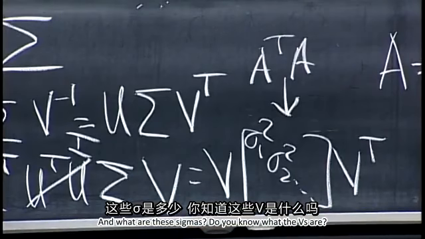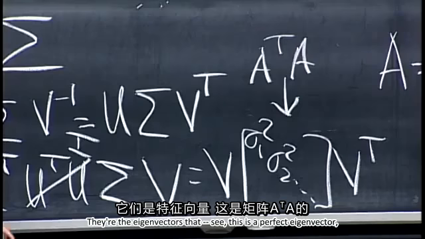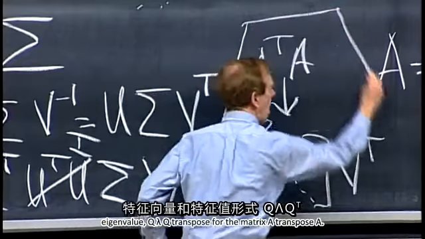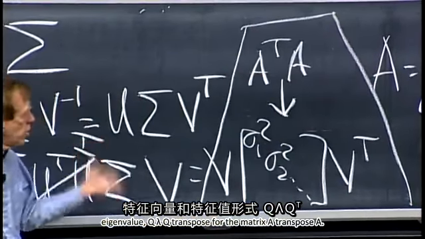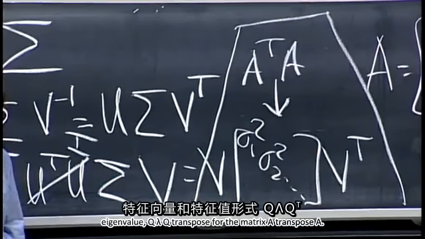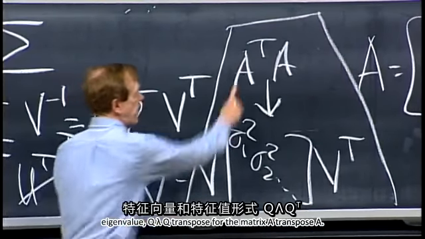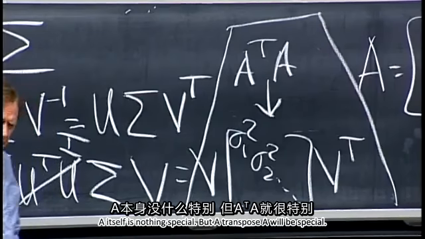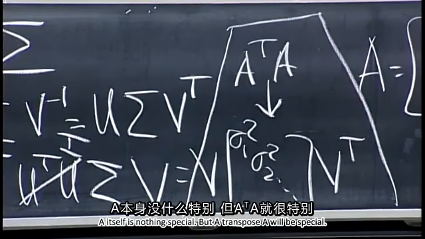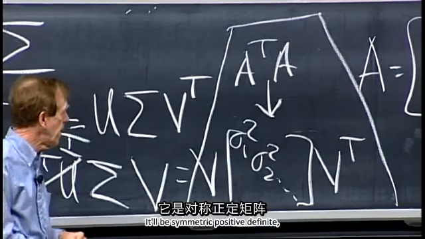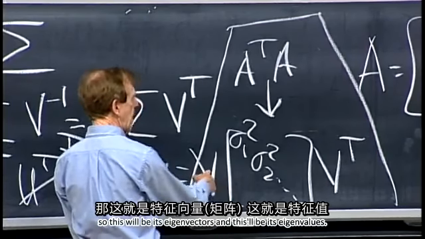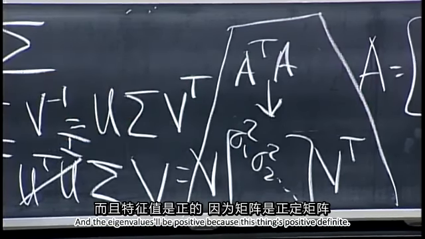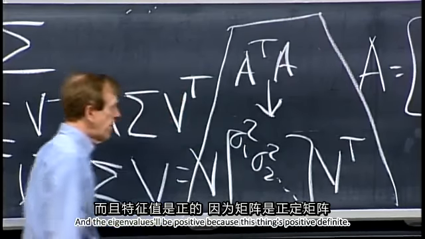Do you know what the V's are? They're the eigenvectors. See, this is a perfect eigenvector, eigenvalue, Q lambda Q transpose for the matrix A transpose A. A itself is like nothing special. But A transpose A will be special. It'll be symmetric, positive definite. So this will be its eigenvectors, and this will be its eigenvalues. And the eigenvalues will be positive because this thing's positive definite.